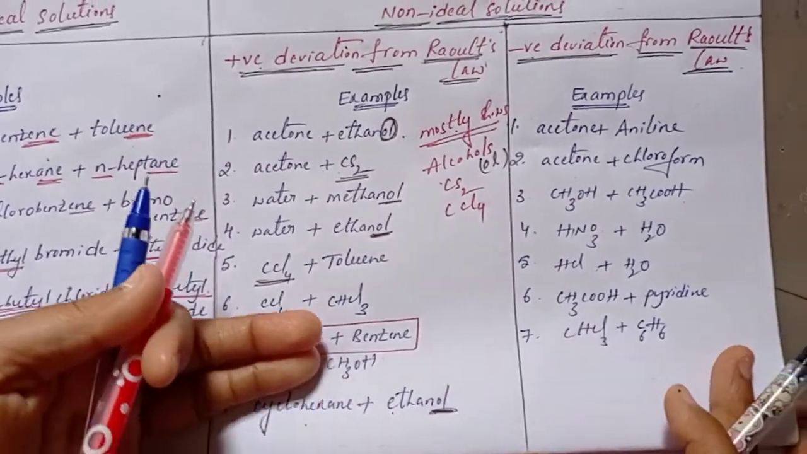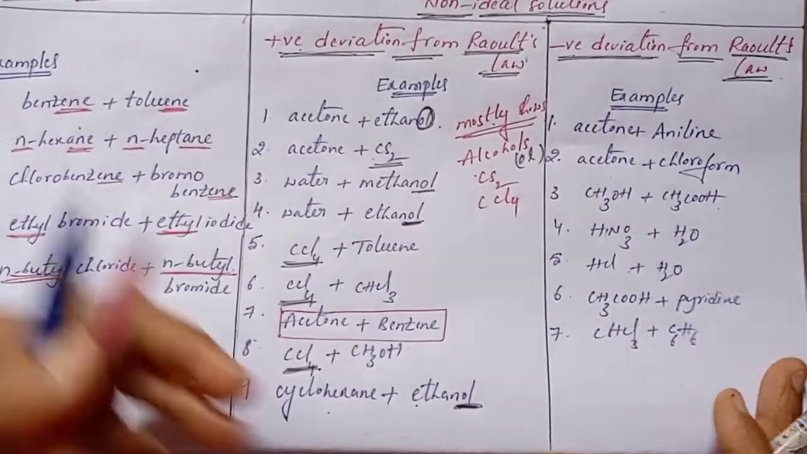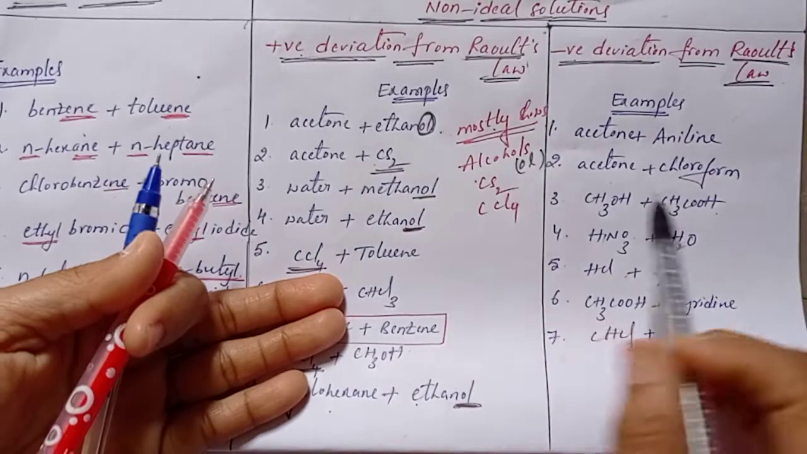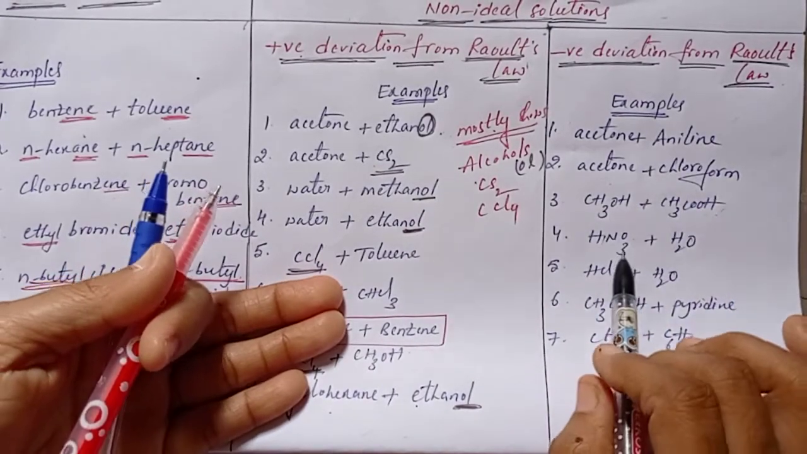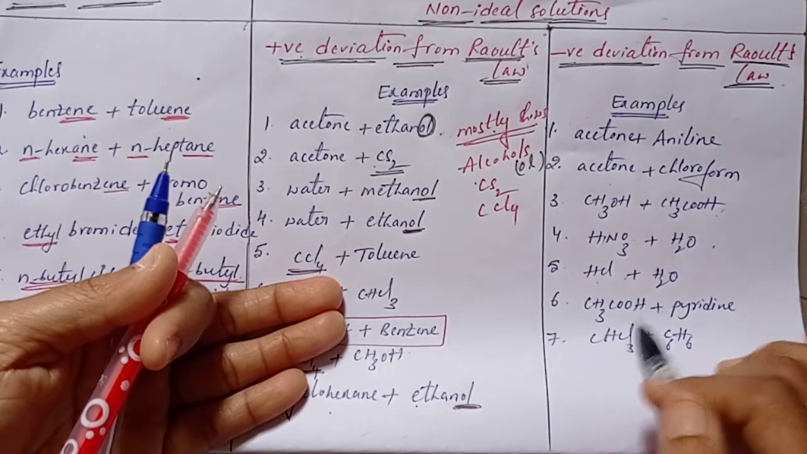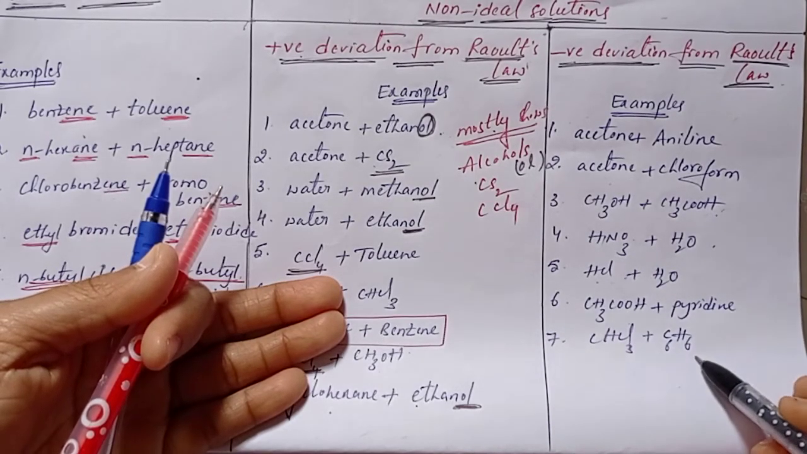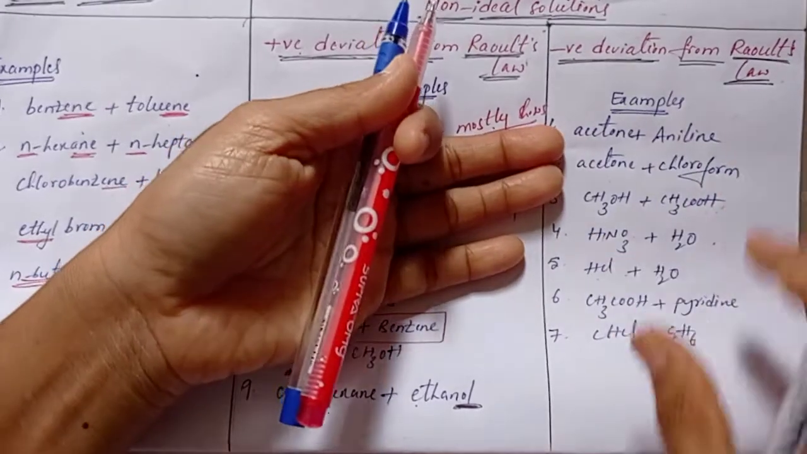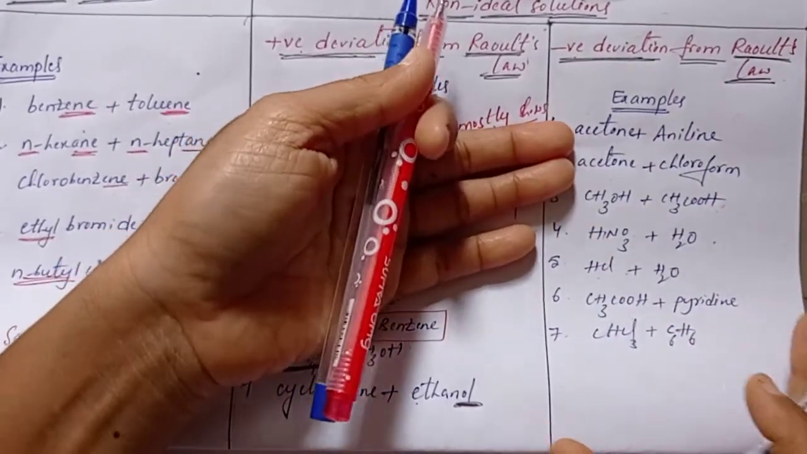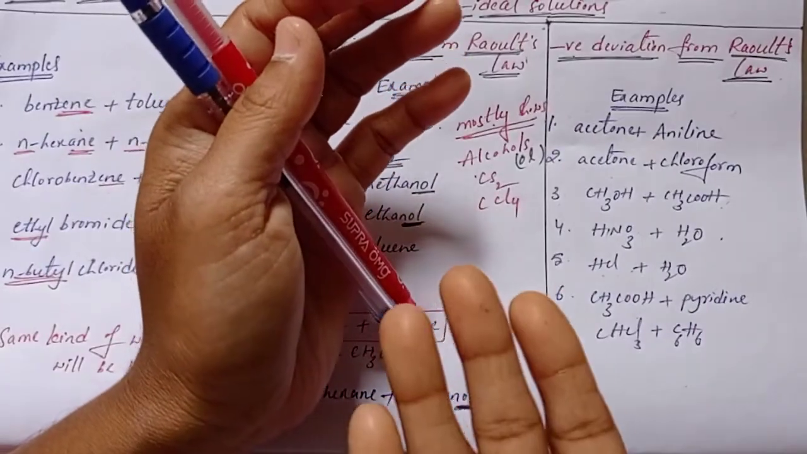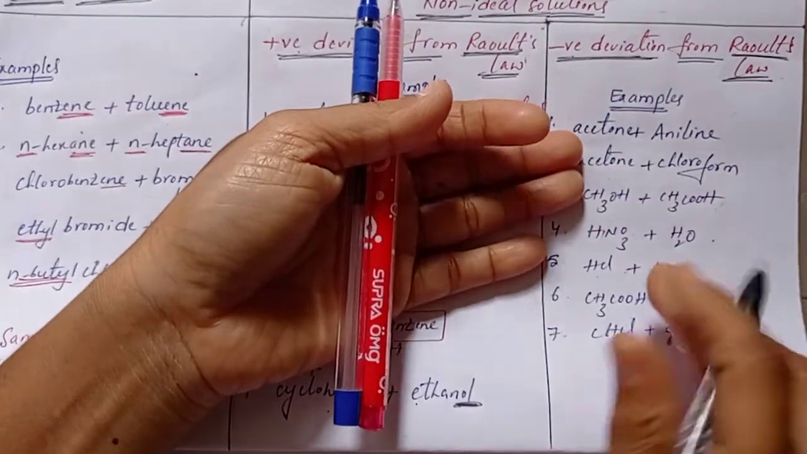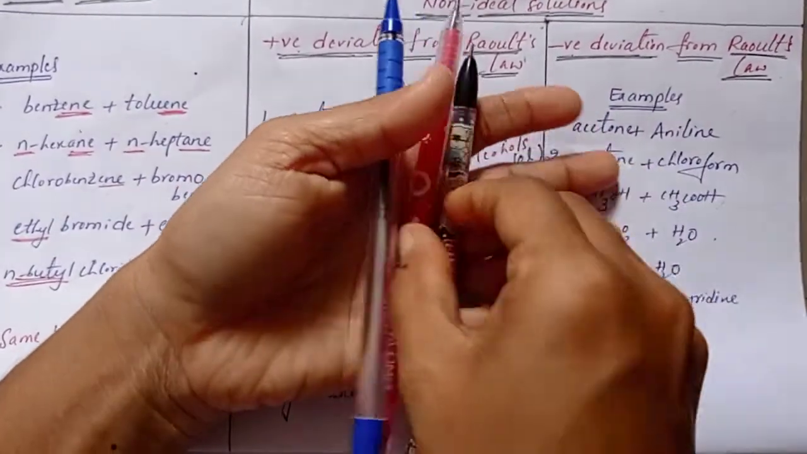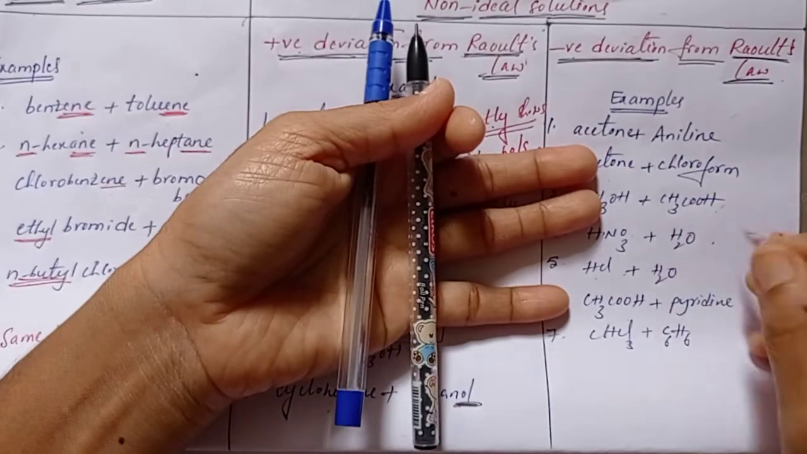Now coming to the negative deviation from Raoult's law students, in these examples once you observe: acetone, aniline, acetone, chloroform, methanol, acetic acid, nitric acid, water, HCl, water, acetic acid, pyridine, CHCl3, C6H6. So in these examples students, how to identify negative deviation? You remember students, mostly acids show the negative deviation from Raoult's law.